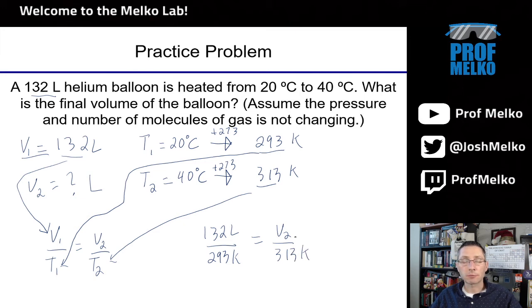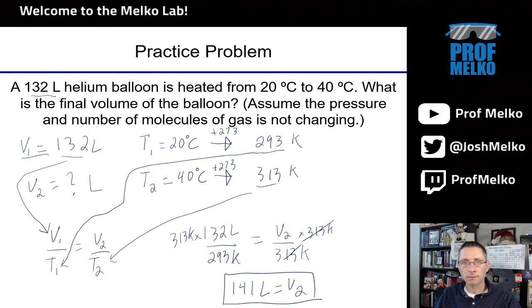Now to solve this algebraically for V2, I multiply both sides by 313 Kelvin, drop it out over here, I multiply it on both sides. The Kelvin is going to cancel. And I'll be left with the unit of liters. So 313 times 132 divided by 293. And I get a volume 2 of 141 liters. Again, the unit that I have for the final volume is going to be the same unit as the initial volume.